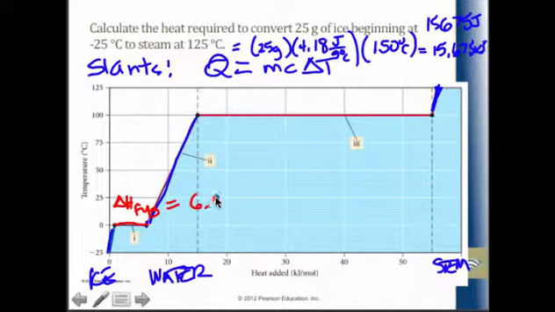Okay? I look it up in a table. It takes that much heat to melt a mole of ice. Okay? It's a positive number because I have to input heat to do that. It is what we call endothermic.